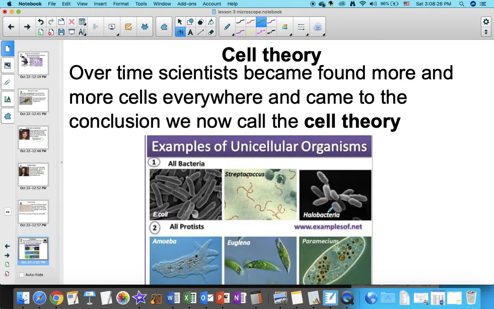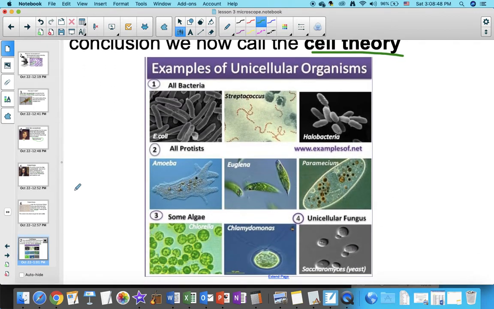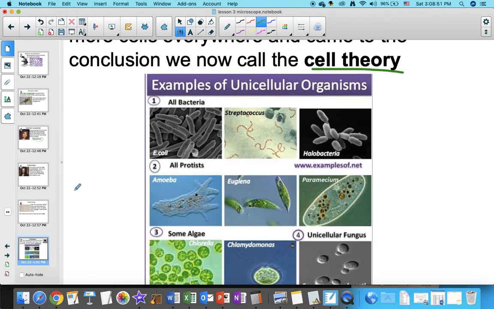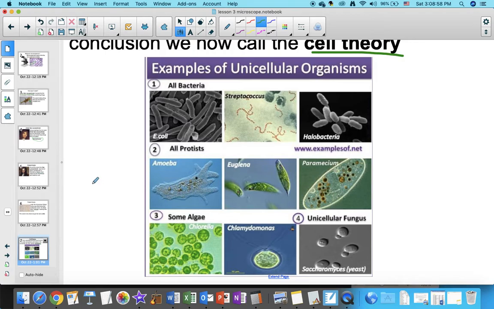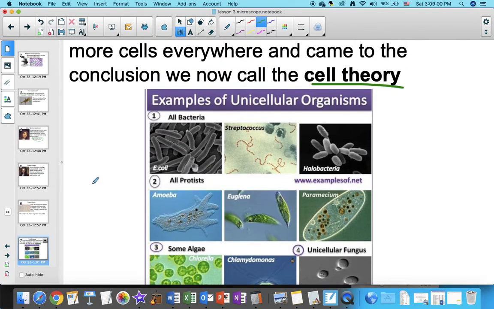Over time, scientists became more and more aware of cells and found out that cells are everywhere. And if something is alive, it must be made out of cells. And so the theory that came from this is called cell theory. Cell theory basically explains where all life can be found and what constitutes life. So we have bacteria, protists, algae, us, right? Everything that is living is made out of cells.